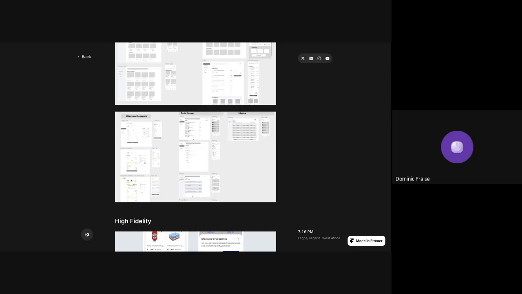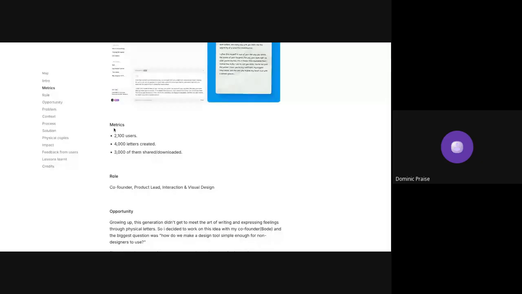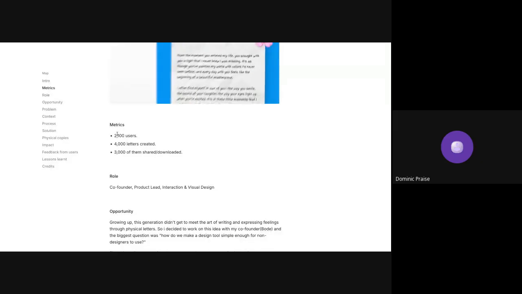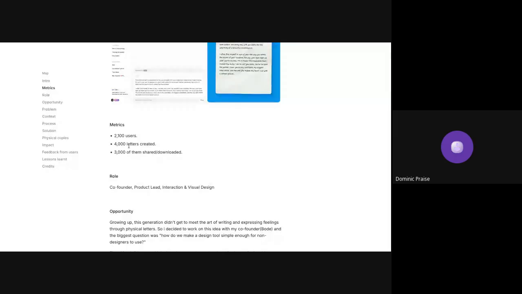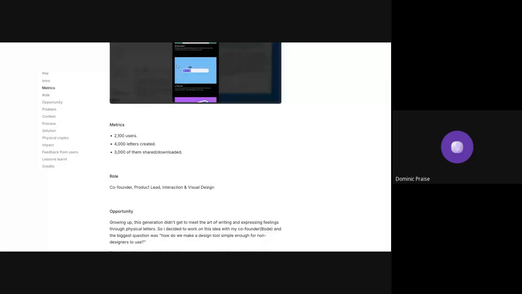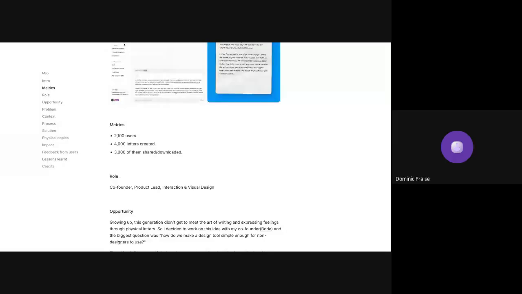If you are working on a real product, you can talk about how your design improved the company's growth, how it improved their ordering system. For instance, this person talked about how after the design, they were able to get 100 users to create a total amount of letters, and all of that. There are other instances here where you can also talk about the key pain points that were solved in your design process.